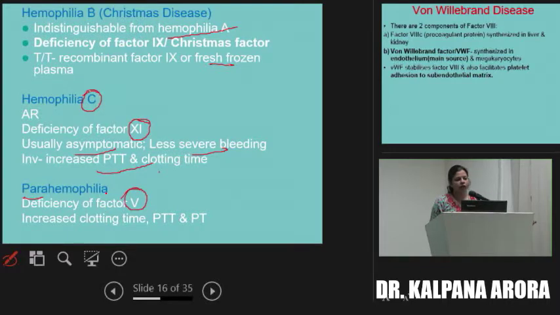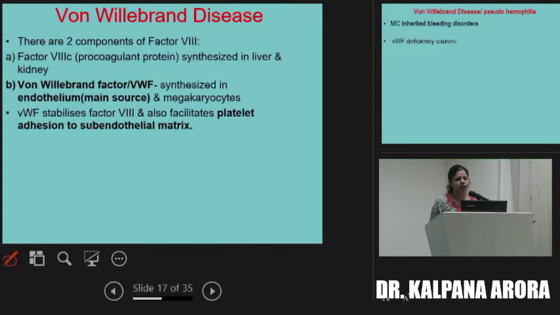Now coming to von Willebrand disease. This von Willebrand disease is due to deficiency of the von Willebrand factor. One function you told me, it causes the adhesion of the platelets to the endothelium. The other thing which it does is it stabilizes factor 8. So there are two functions. It stabilizes factor 8 and also facilitates platelet adhesion.